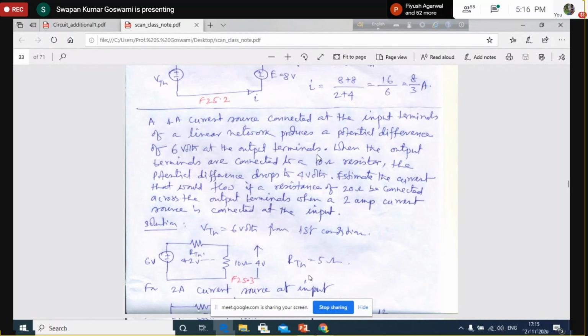First part, I think it is clear that 6 volt is obtained at the output terminals, and we are writing that 6 volt as the Thevenin voltage. I think that part is clear. Yes, sir. Now, what happens? That part now we are representing by this equivalent 6 volt with R Thevenin as the series impedance.